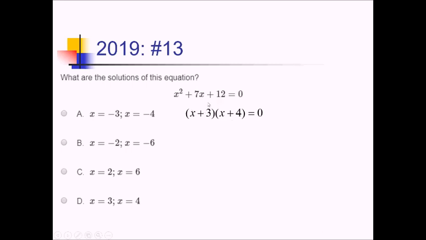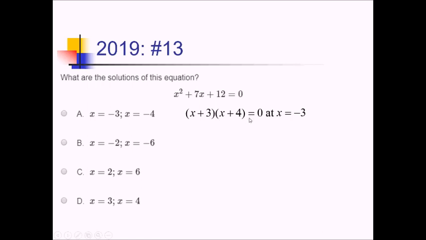And now if one of these equals 0, then the whole thing equals 0. Since we have a product, we can use the zero product property. So this equation is going to be true if x equals negative 3, because that would make this first parenthesis 0 and 0 out the whole equation.